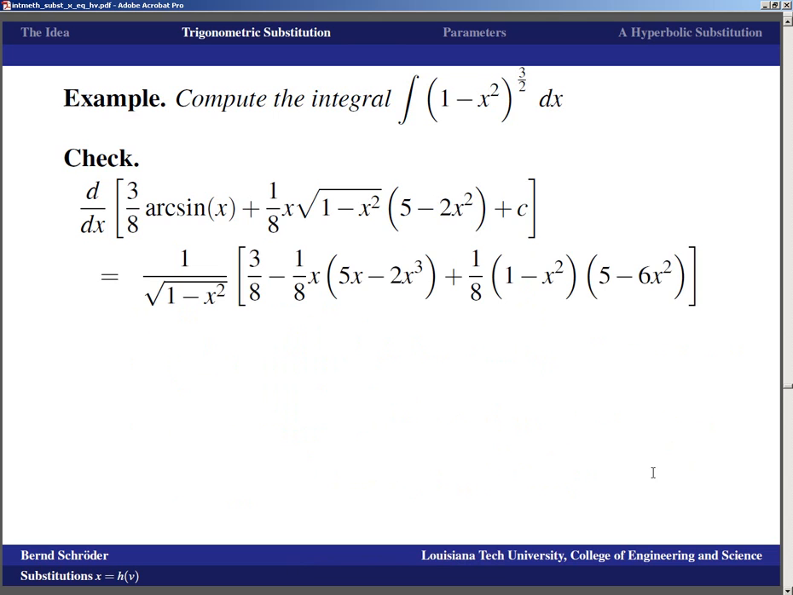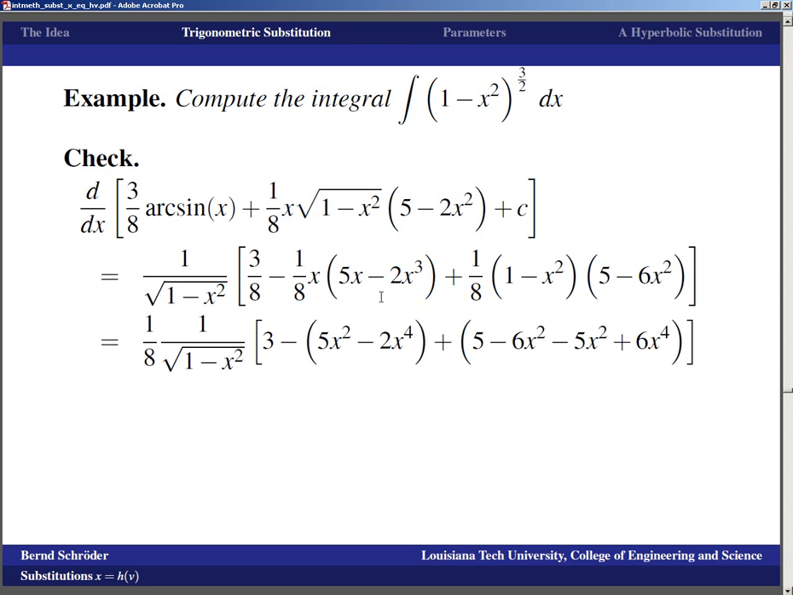And now it's just a little bit of algebra. Here's what we had on the previous panel. Now we multiply out the parentheses, and I took out a 1/8 first, because that 8th is here everywhere, so we don't really want to bother with that. We keep a 3 here, we keep x times, that's multiplied out, so 5x squared minus 2x to the 4th here, and 1/8 times, well, 1 times 5 is 5, 1 times negative 6x squared is negative 6x squared, minus x squared times 5 is minus 5x squared, and negative x squared times negative 6x squared is 6x to the 4th. And if we collapse all that, well, we collect terms.